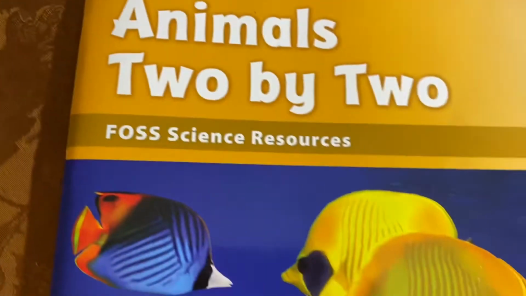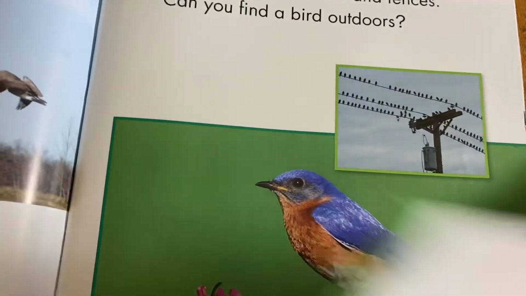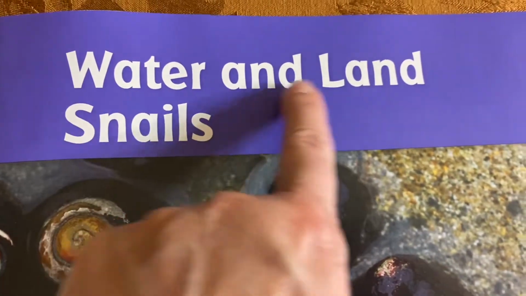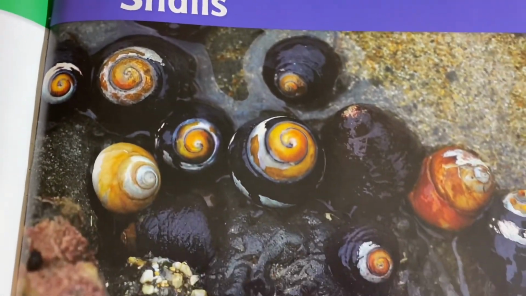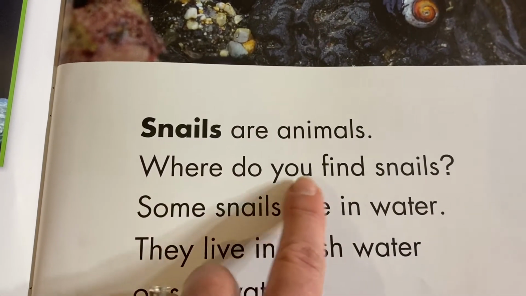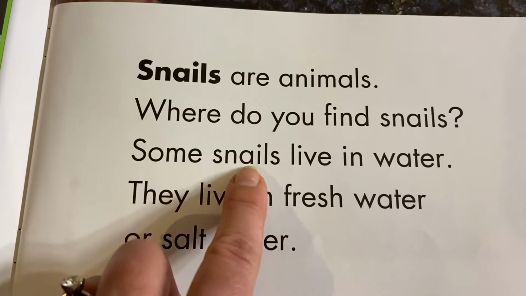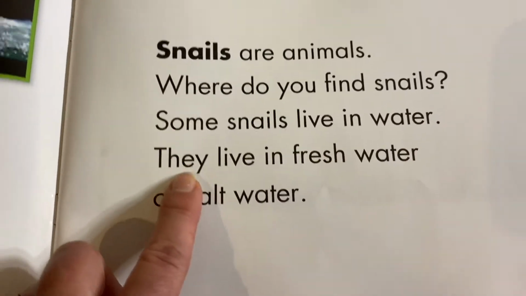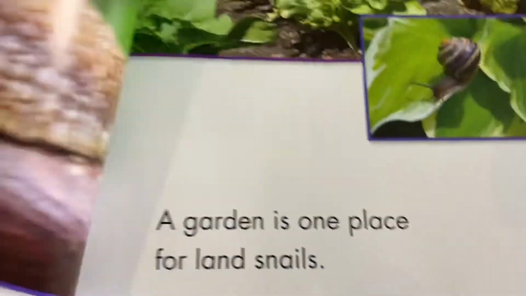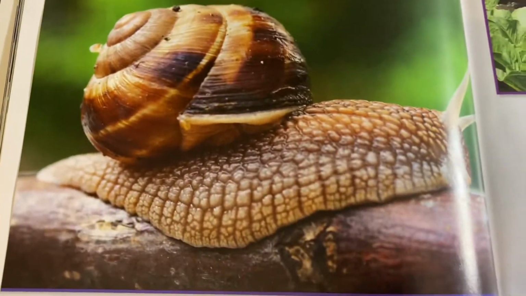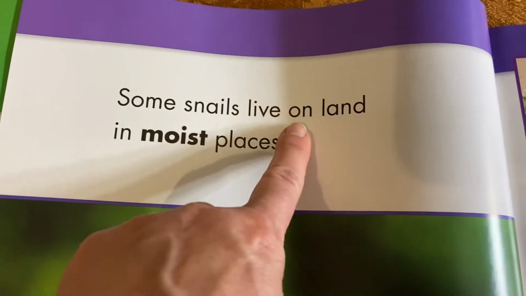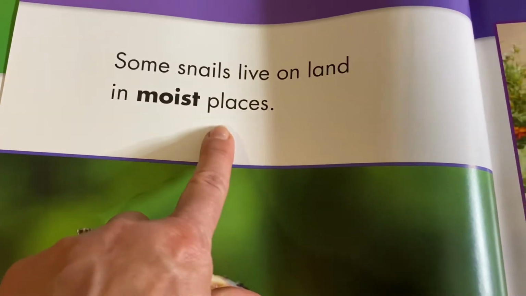And now we're going to look into the book Animals 2 by 2. And we're reading the chapter that is Water and Land Snails. Snails are animals. Where do you find snails? Some snails live in water. They live in fresh water or salt water. Some snails live on land in moist places.